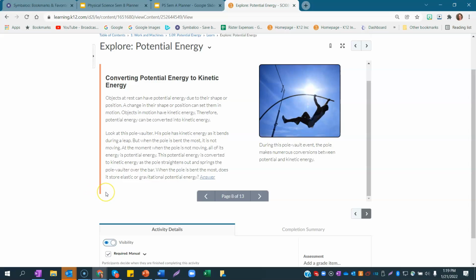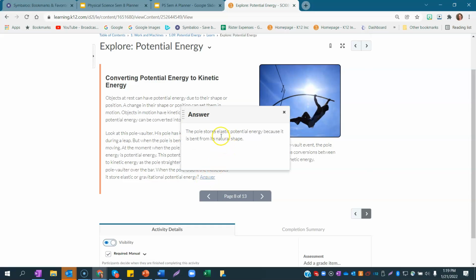Look at this pole vaulter. His pole has kinetic energy as it bends during the leap. But when the pole is bent the most, it is not moving. At the moment when the pole is not moving, all of its energy is potential. This potential energy is converted to kinetic energy as the pole straightens out and springs the pole vaulter over the bar. When the pole is bent the most, does it store elastic or gravitational potential energy?